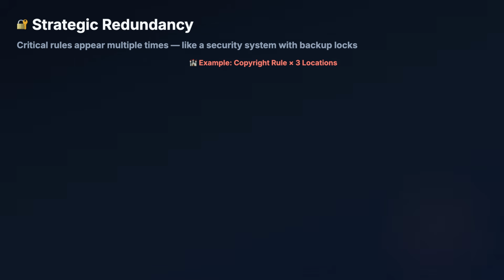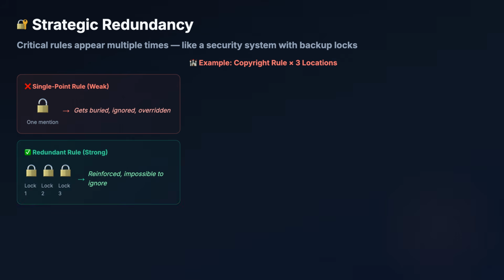The third technique is strategic redundancy. Think of it like a security system with backup locks. Here's the problem with single-point rules. If you mention something only once in a long prompt, it gets buried, ignored, or overridden by competing instructions. One mention, one chance to fail. Anthropic's solution? For their most critical rules, they repeat them in multiple locations. Take their copyright rules as an example. The same core rule, never reproduce more than 15 words from any source, appears in at least 3 separate places.